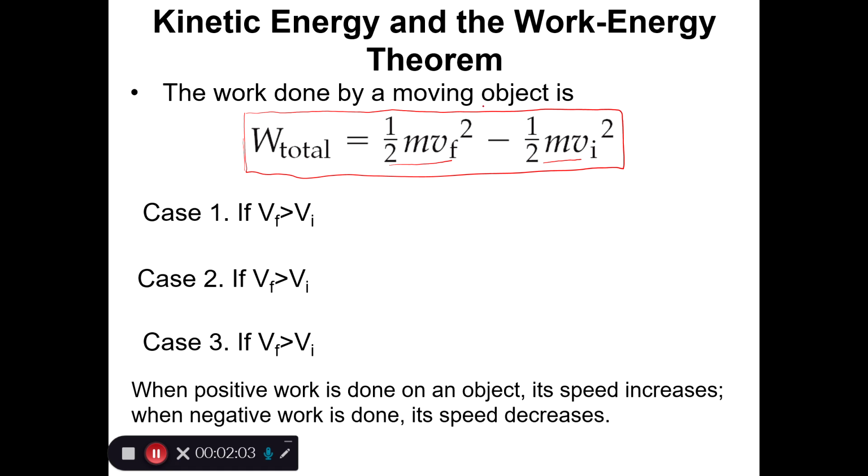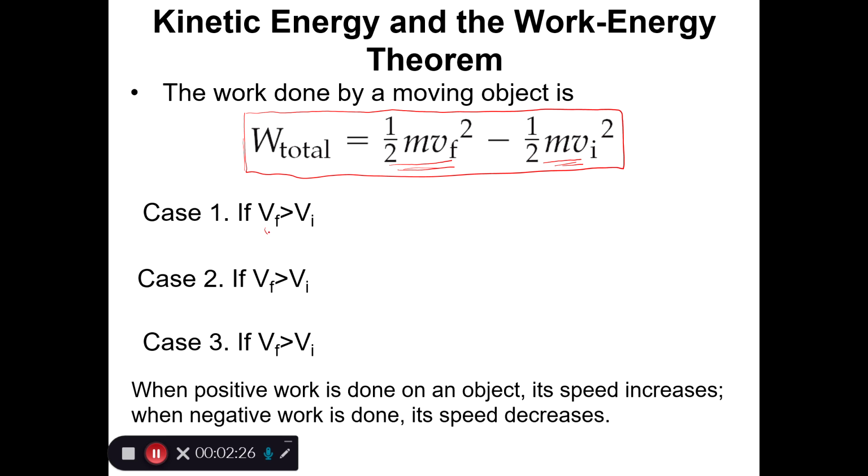Now the change in kinetic energy is the final kinetic energy minus the initial kinetic energy. If there is a difference, that is called the total work done. Now there are three different situations. Because we know already, work done might be positive, negative, or 0.